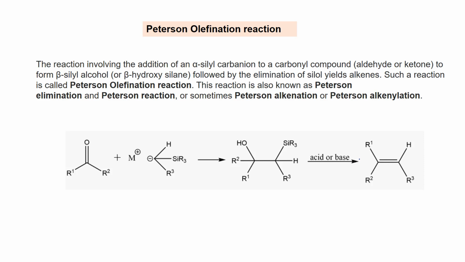The reaction involves the addition of a silyl carbanion to a carbonyl compound to form a beta-silyl alcohol, followed by elimination of silyl to yield an alkene. Such a reaction is called the Peterson olefination reaction. This is also known as Peterson elimination, Peterson reaction, and sometimes Peterson alkenation.